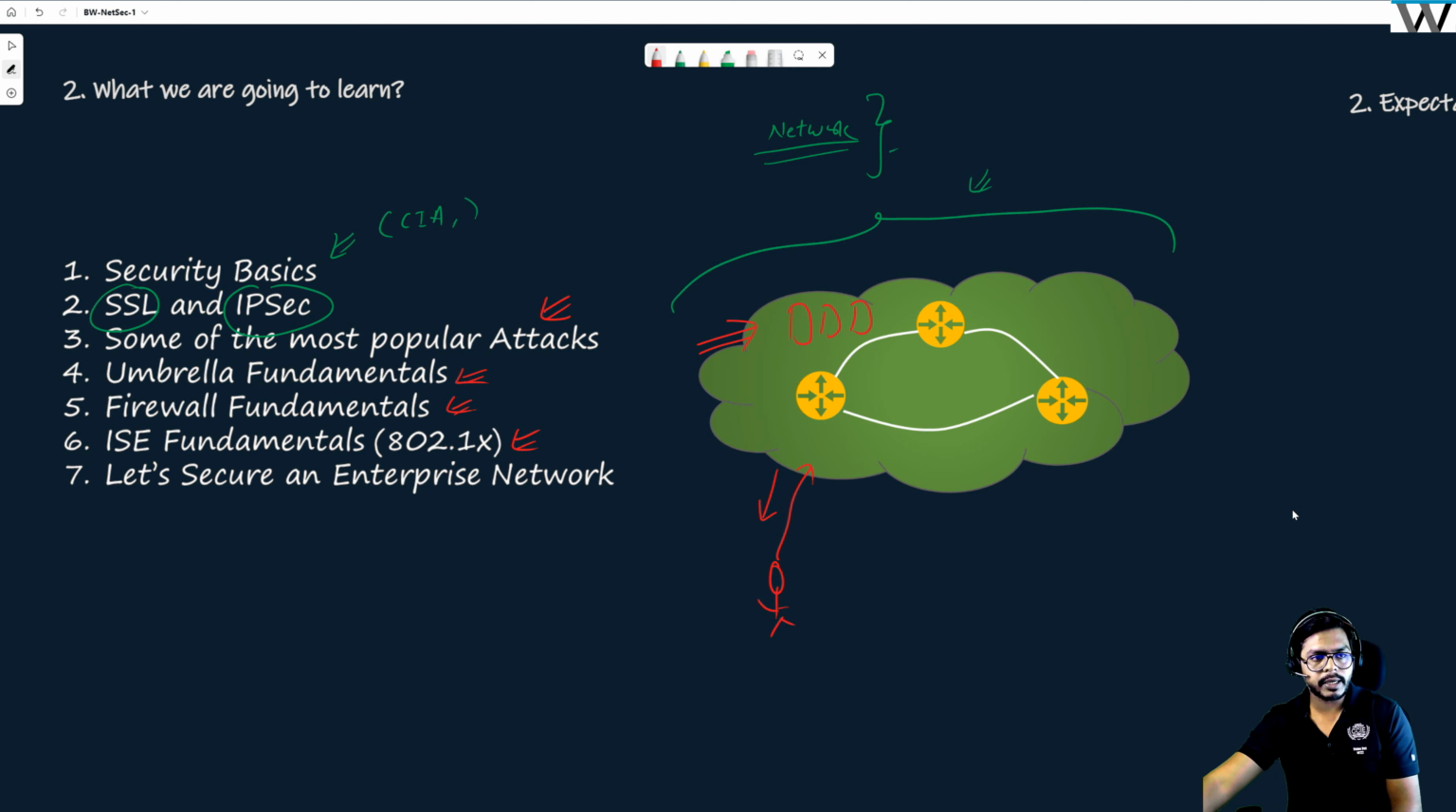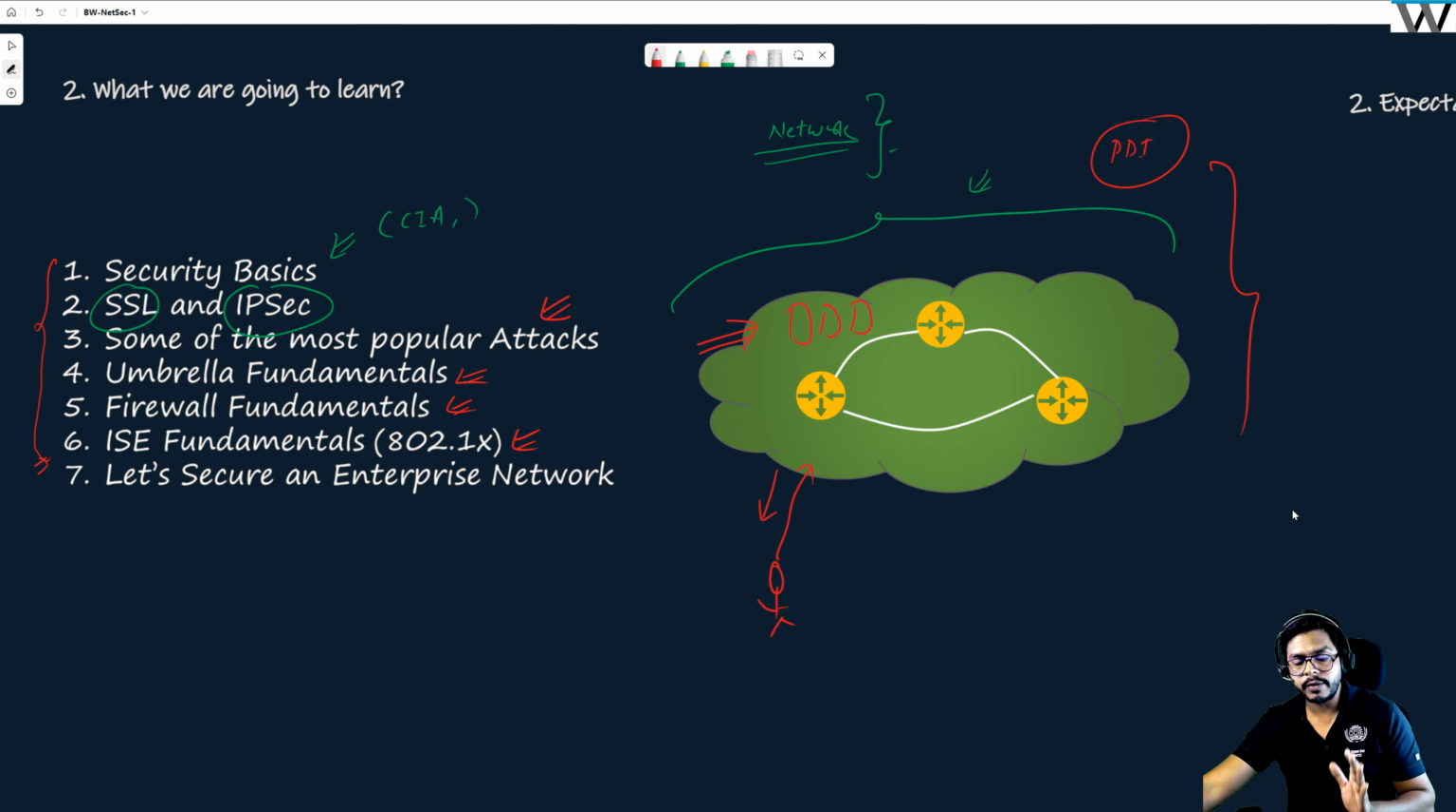Then once we are done with all six of these modules, we are going to talk about how we can secure an enterprise network. It is a problem right now because I am in a plan design and implementation team here.